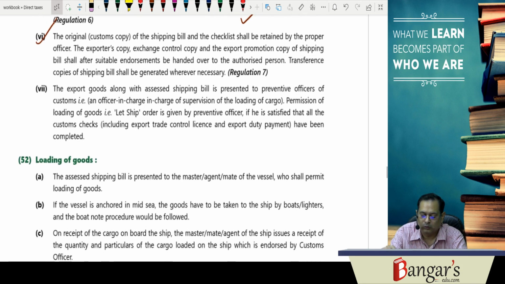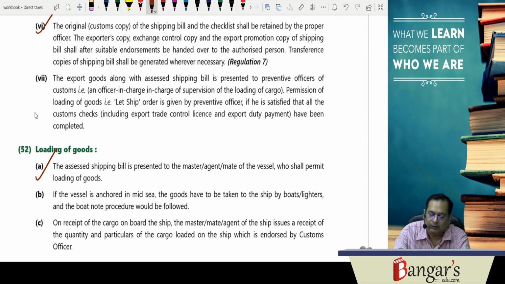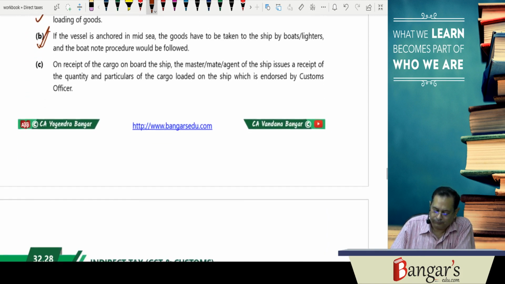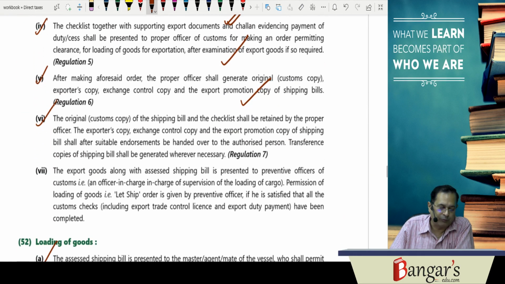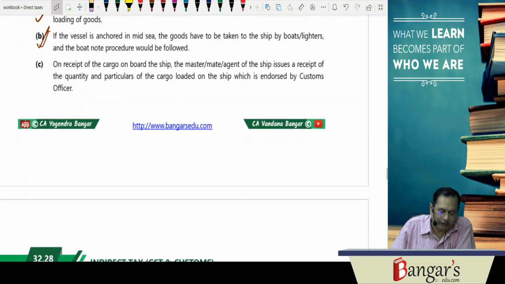Okay, the goods will be loaded in the vessel, and if the entire quantity is not loaded, then in that particular circumstance, we have to give a short shipment notice to get the refund of the duty. And if the vessel is anchored in mid-sea because it has not got a berth at the port, then you are required to follow the boat note procedure. So this was basically the flow pattern of export. Important from the examination point of view.